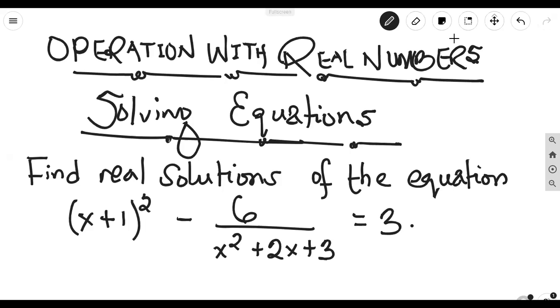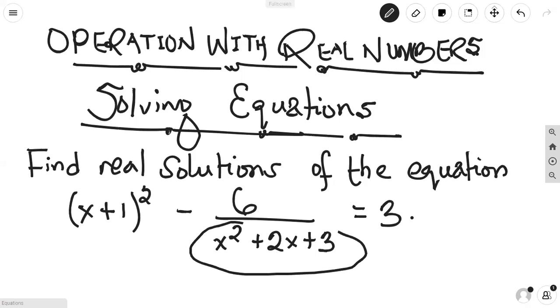What do you do? Some may be tempted by multiplying the equation through by the denominator here, x² + 2x + 3. If you do so, you get a polynomial equation of degree 4, and that might take your time in finding the solution. So you can make the equation simpler.